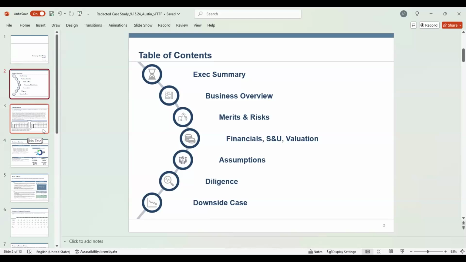If I didn't have a full weekend and this was maybe a 24-hour case, I would have probably only gotten to the top 4 or maybe 5. These are probably, if you've got time, the diligence and the downside case.